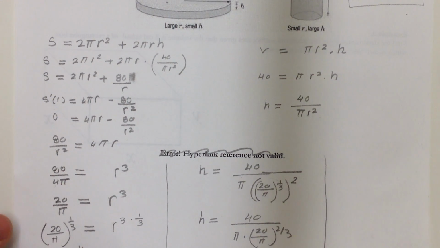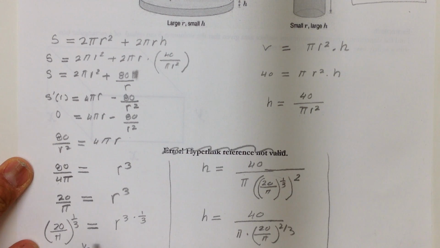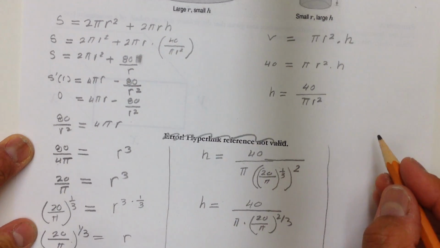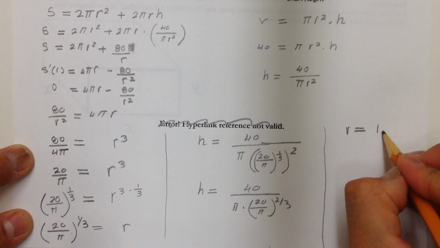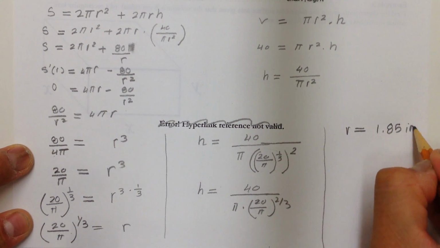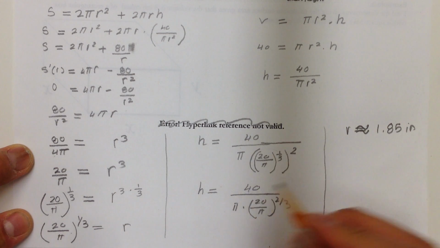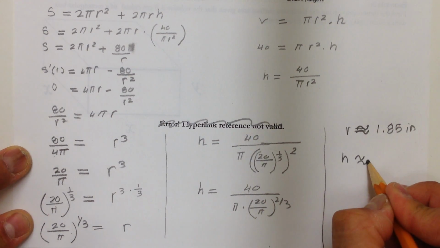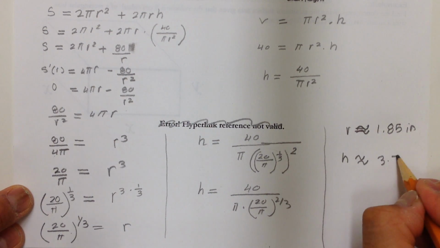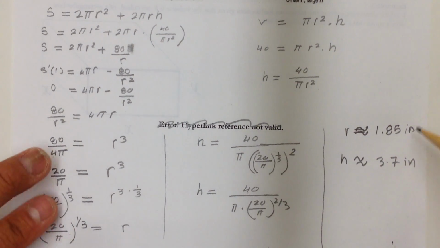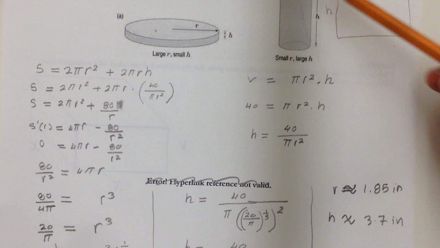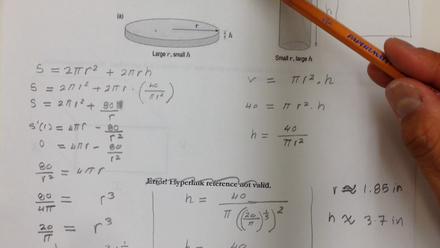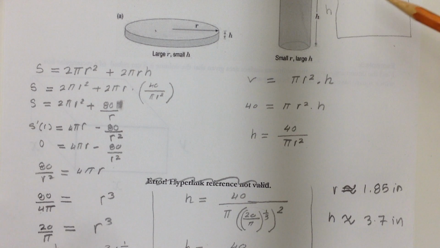Now, if we break this down into numbers where we can understand, R is about 1.85 inch. And then H, if you work out the detail, is about 3.7 inch. All right, so that is the dimension that basically minimizes our surface area while maintaining 40 inch cubed of volume.